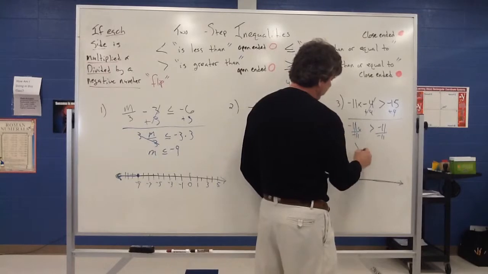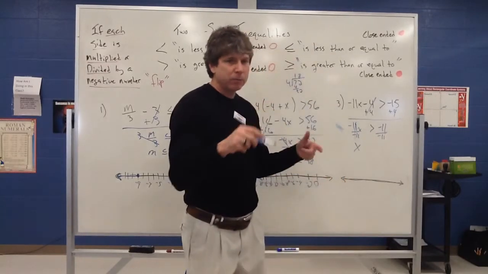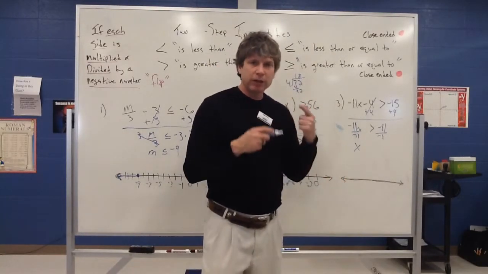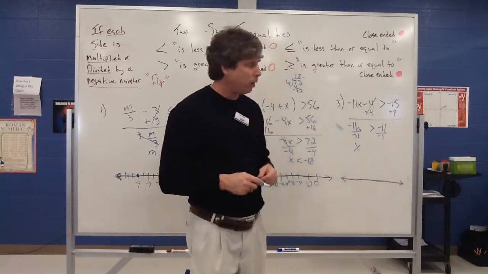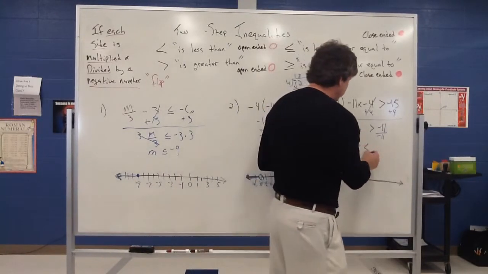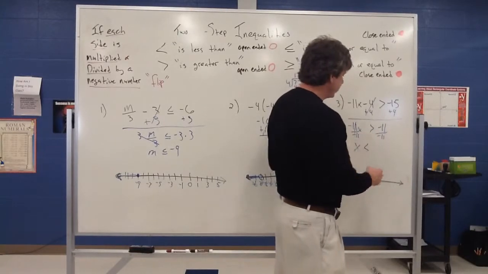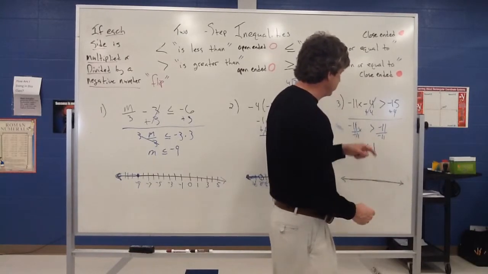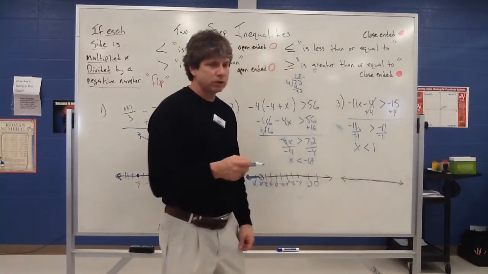And the -11s will divide out. But notice again, I divided both sides by a negative number. To keep it true, I have to flip that inequality symbol. So that greater than symbol has to flip over to a less than symbol. And a -11 divided by -11 is going to give me a +1. So you'd end up with x is less than 1 as your solution.